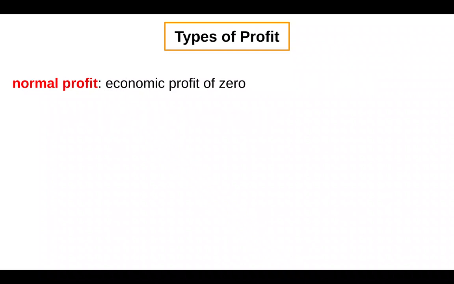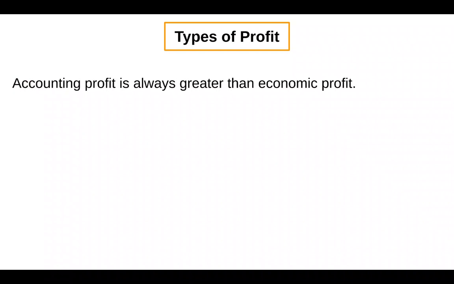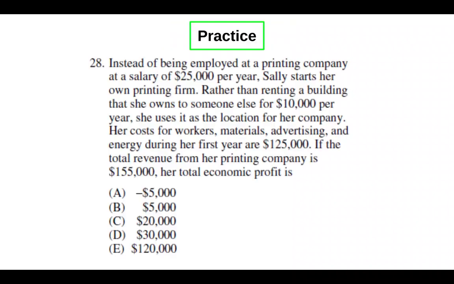A normal profit is a special kind of economic profit that is equal to zero. We'll come back to why that matters later on in the unit. And then the last bit of notes here, accounting profit is always greater than or equal to economic profit because accounting profit does not include implicit costs. So accounting profit will always be greater than or equal to economic profit because it includes fewer costs than economic profit. All right, so let's wrap up here with a AP style multiple choice question.